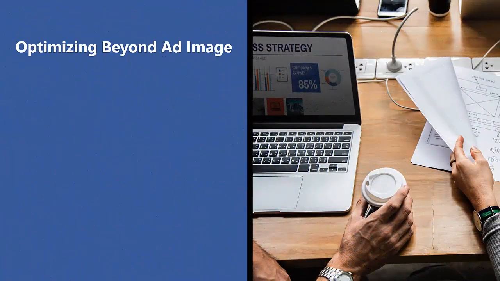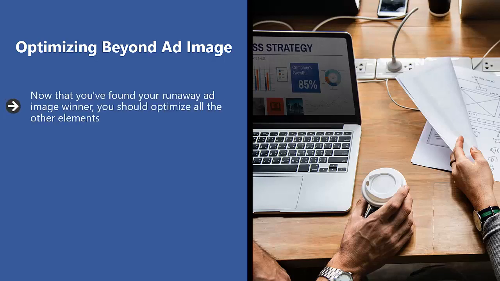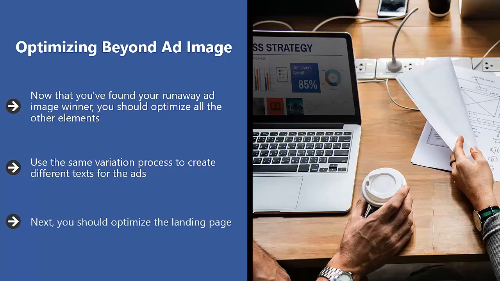Optimizing beyond ad image. Now that you've found your runaway ad image winner, you should optimize all the other elements. Use the same variation process to create different text for the ads. Pick the runaway winner in terms of the ad descriptions, and repeat this process until you can't improve the click-through rate anymore. Next, you should optimize the landing page. This will impact your conversion and make variations of the different landing pages.